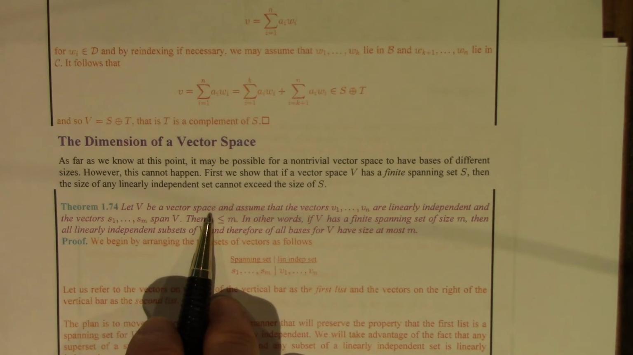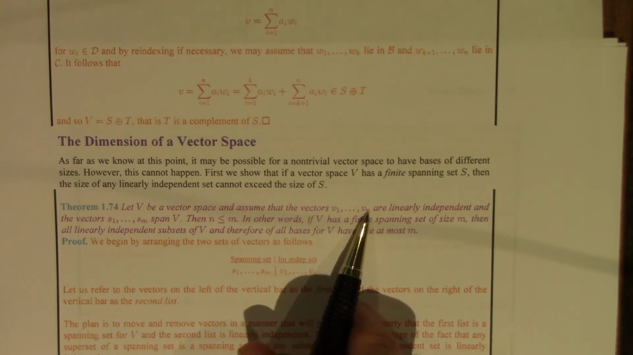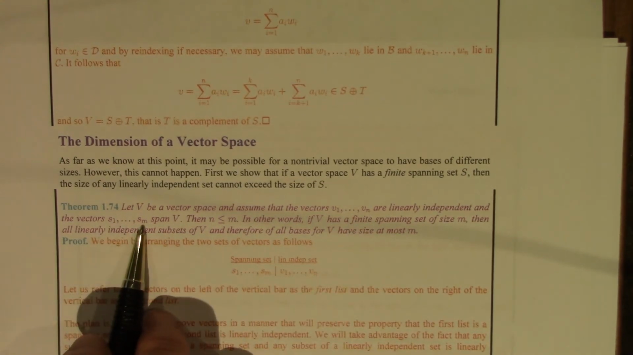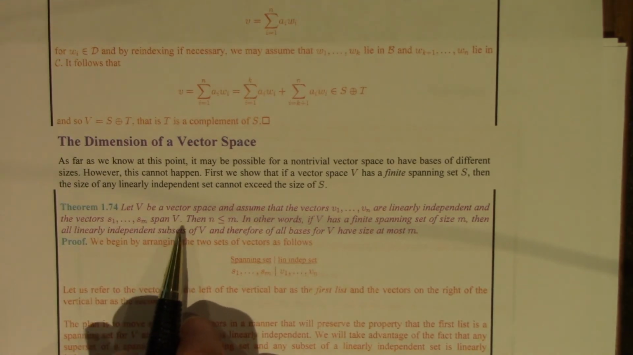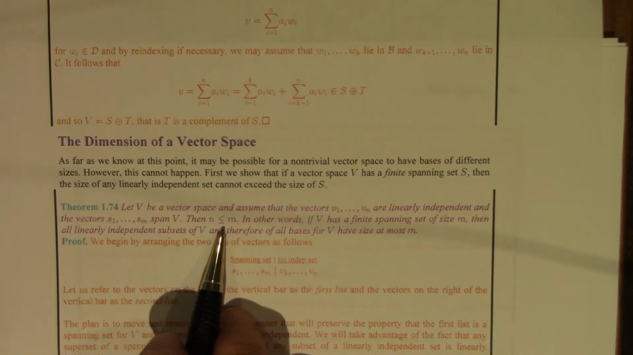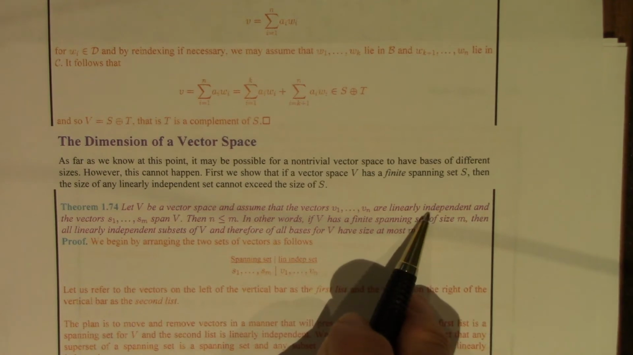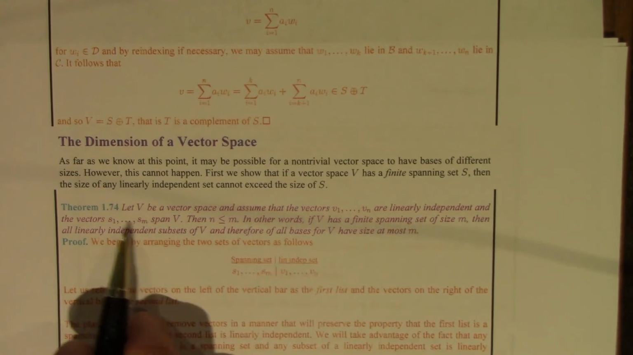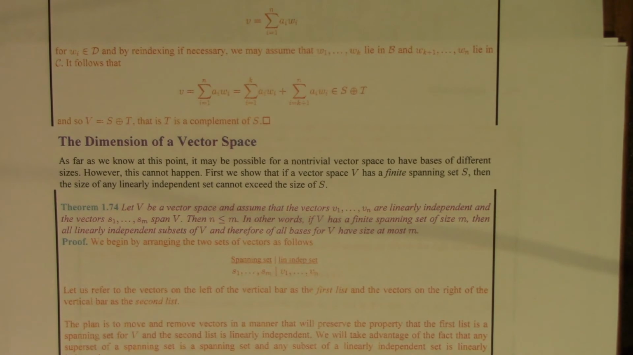V is a vector space, and V1 through Vn are linearly independent, and the vectors S1 through Sm span V. Then n is less than or equal to m. The number of vectors in any linearly independent set is less than or equal to the number of vectors in any spanning set. That's what we're going to prove.